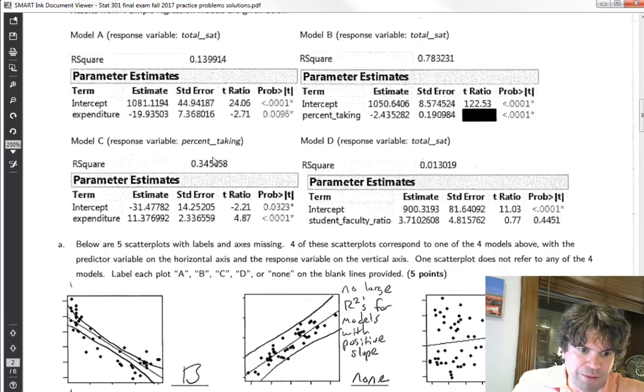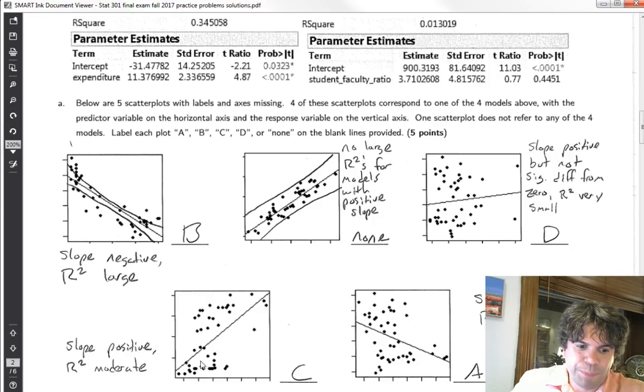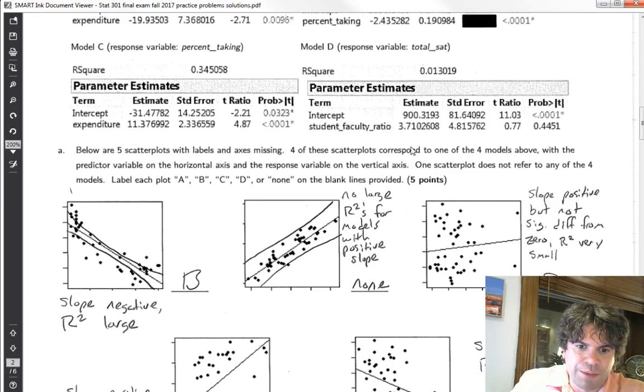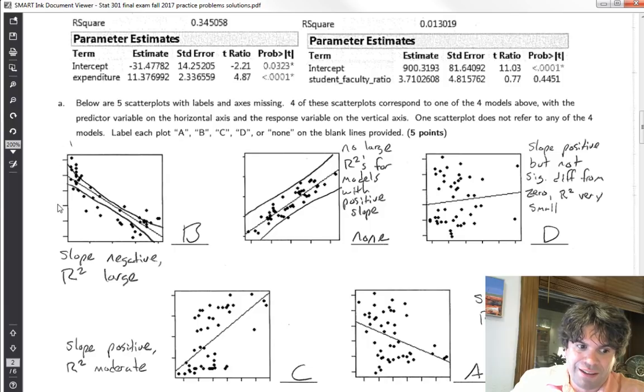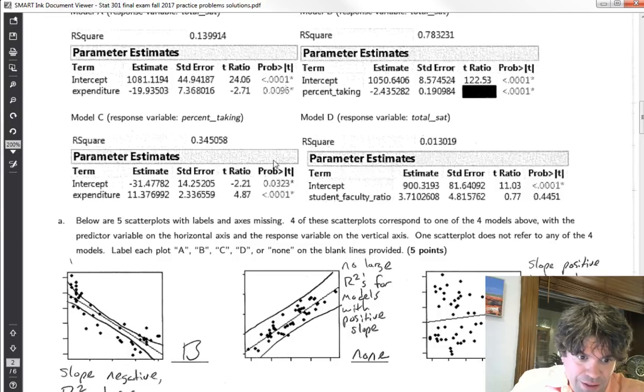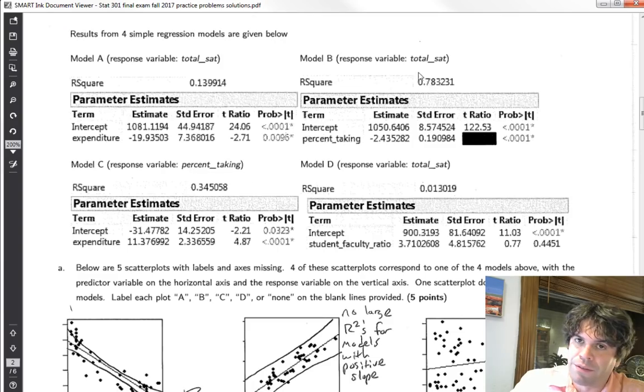This has a response variable of percentage of students taking the exam. This has a response of total SAT score. Again, these are totally different variables and totally different units on totally different scales. So I can't just visually look at these lines and decide which is which, particularly because the axis labels are not even on these plots. So let's look at the R squareds again. I've got a 0.345. I've got a 0.013. So I've got a very, very small R squared here for Model D. And I've got kind of a moderate R squared for Model C. I certainly don't have any R squareds anywhere near as big as the one for Model B.